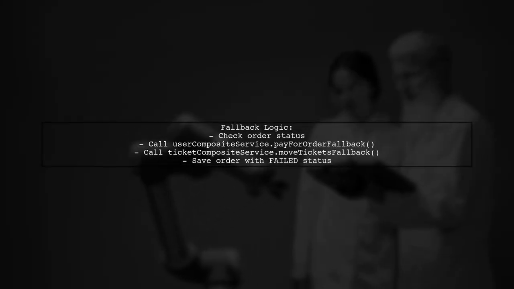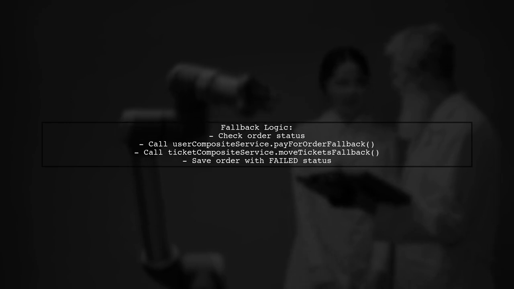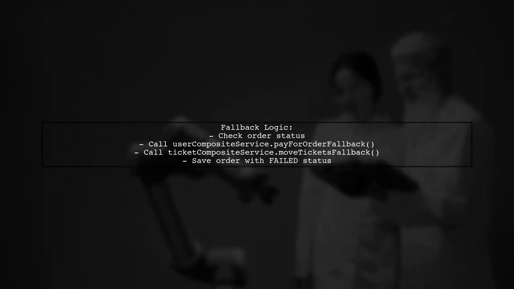To handle potential failures, we use Hystrix fallback methods. If an error occurs during ticket movement, we need to revert the user's payment and update the order status accordingly. In the fallback method, we check the order status and attempt to call fallback methods for payment and ticket movement. This ensures that we can trace failed orders effectively.